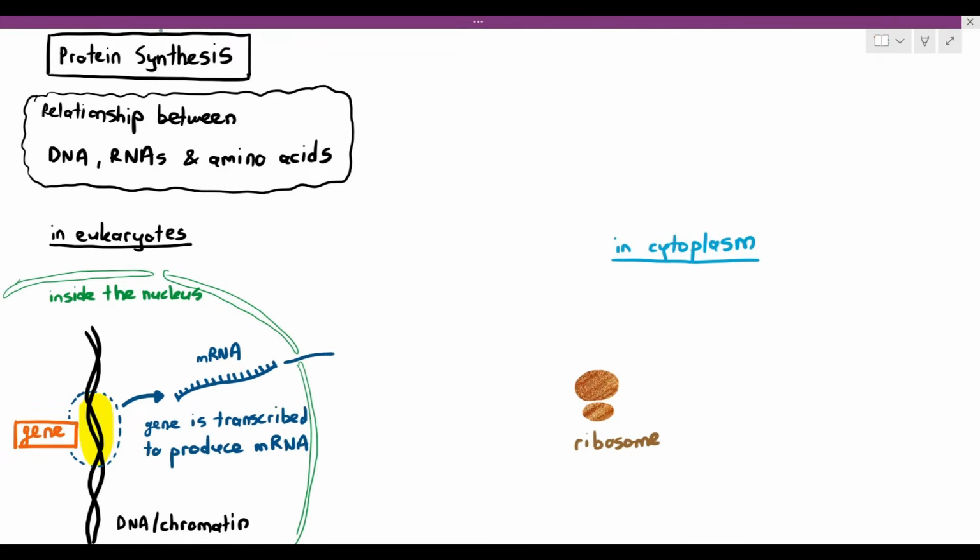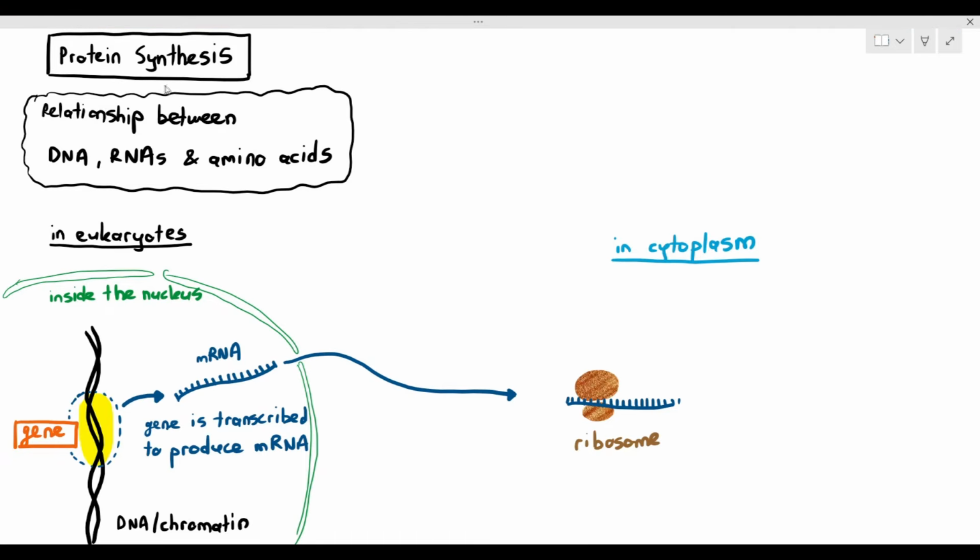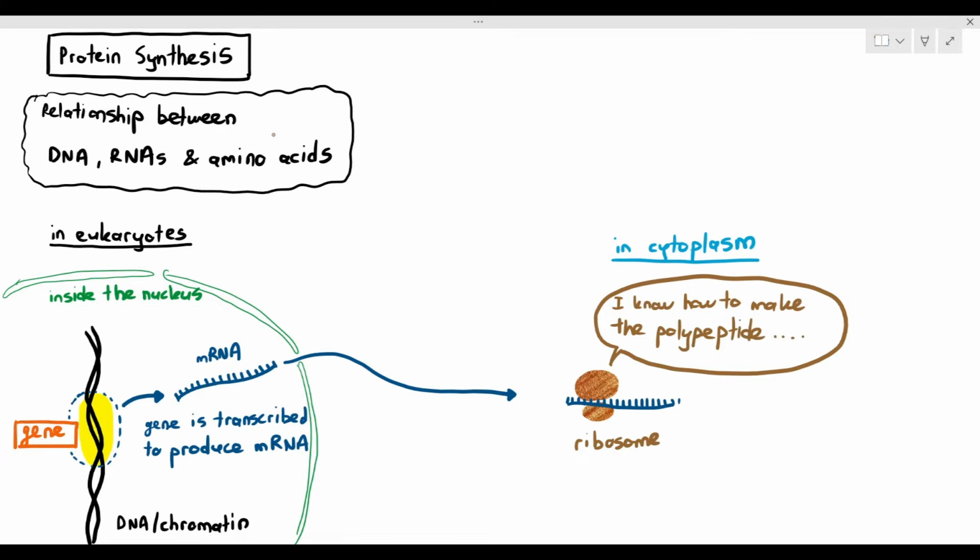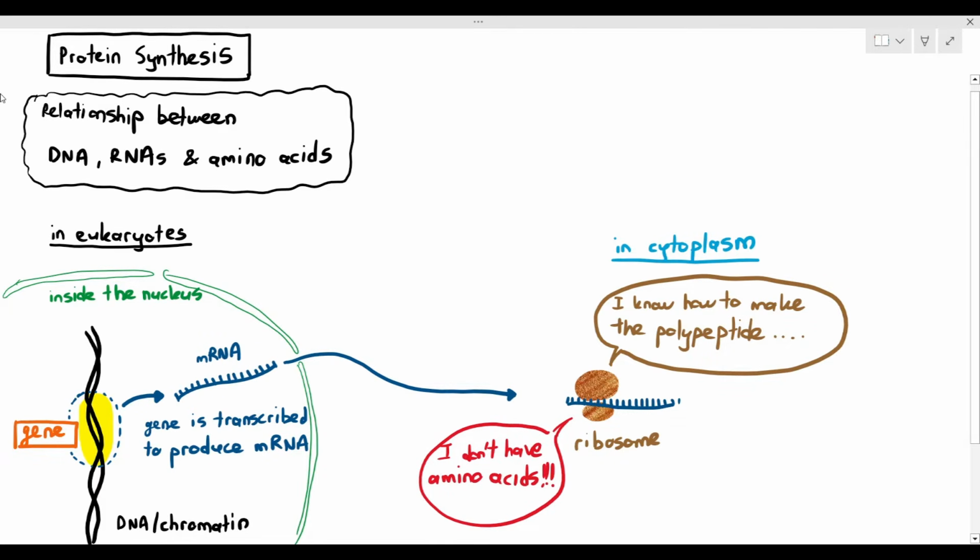Now, what does the mRNA do? The mRNA will then move towards the ribosome. So, remember earlier where the gene and ribosome were far away and they cannot meet each other? The mRNA acts as the middle person. The mRNA takes the information from the gene and gives it to the ribosome. And once the ribosome receives the mRNA, the ribosome is like, oh, I now know how to make the polypeptide. But then comes the second problem. The second problem is, well, I know how to make the polypeptide, but I don't have the ingredients to make the polypeptide. So what are the ingredients needed to build the polypeptides?